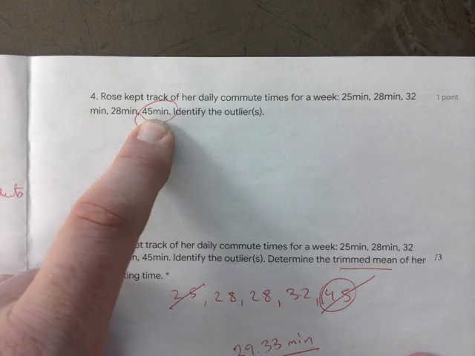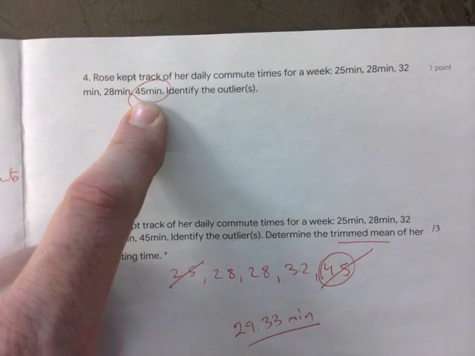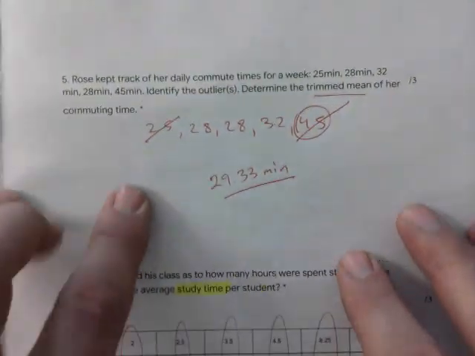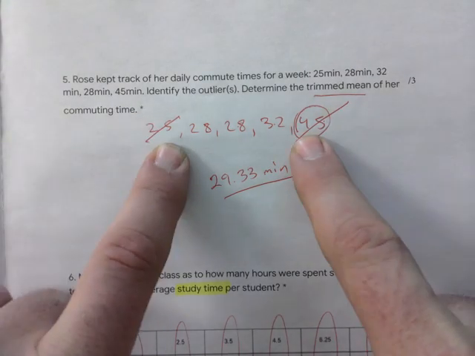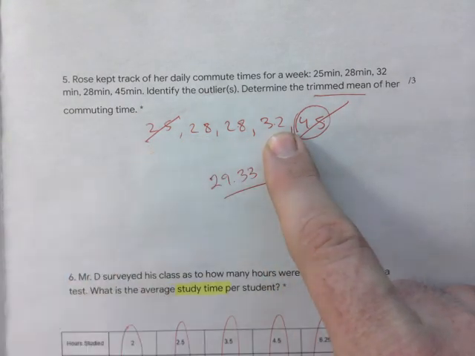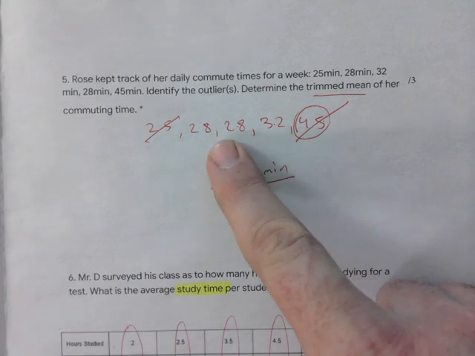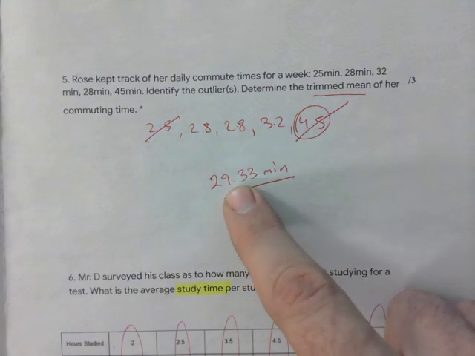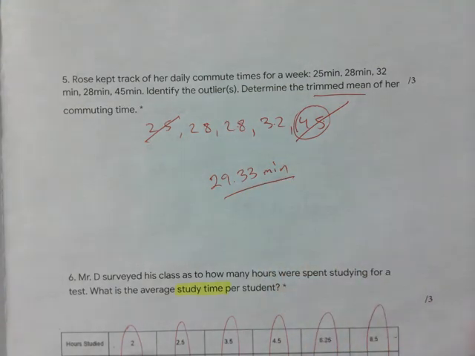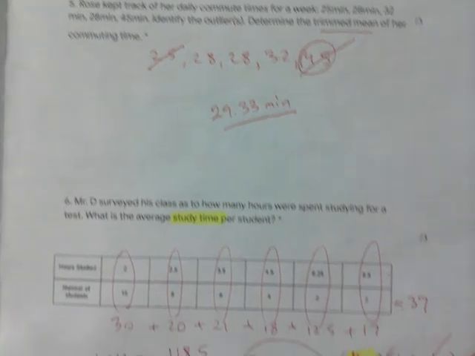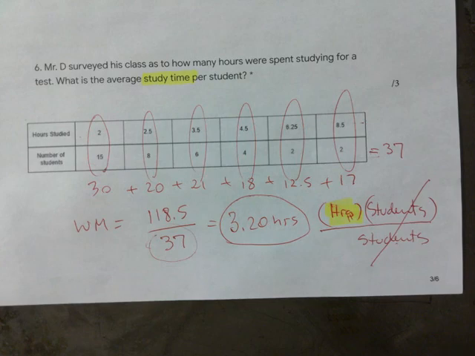The outlier is 45 minutes. So when you find the trimmed mean, ka-ching, right? You're left with this. I have a nicer key somewhere, but that's what you're left with. So your answer should be 29.33 minutes. This one was done very well as well.